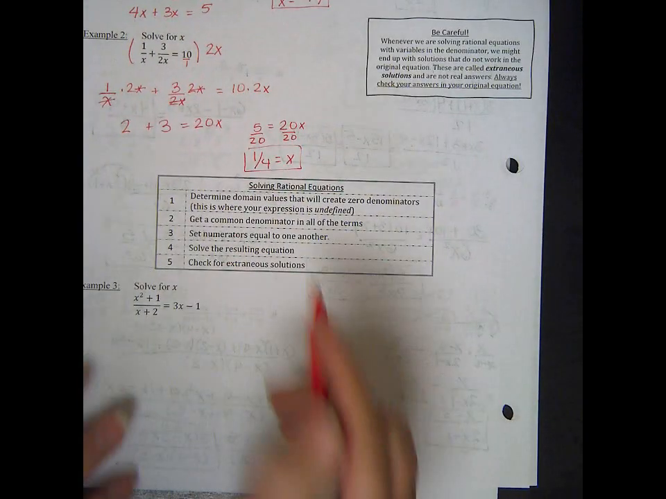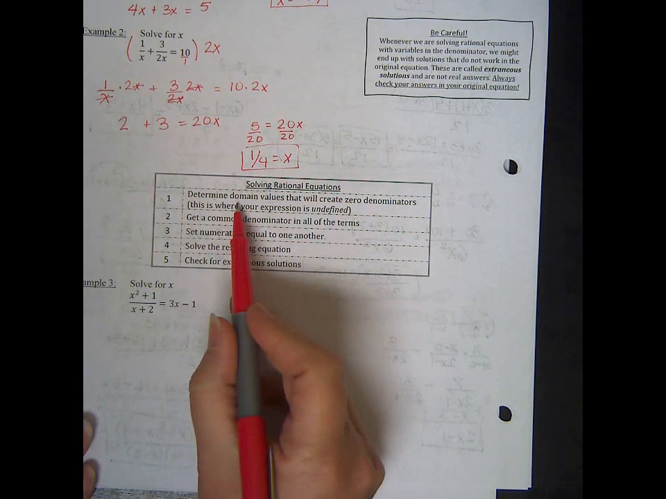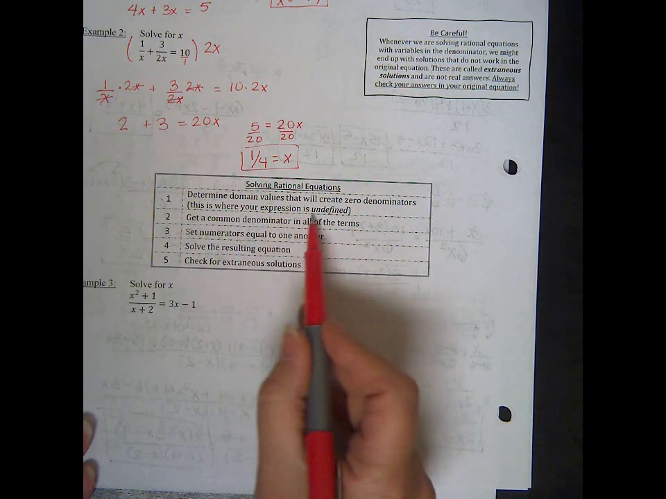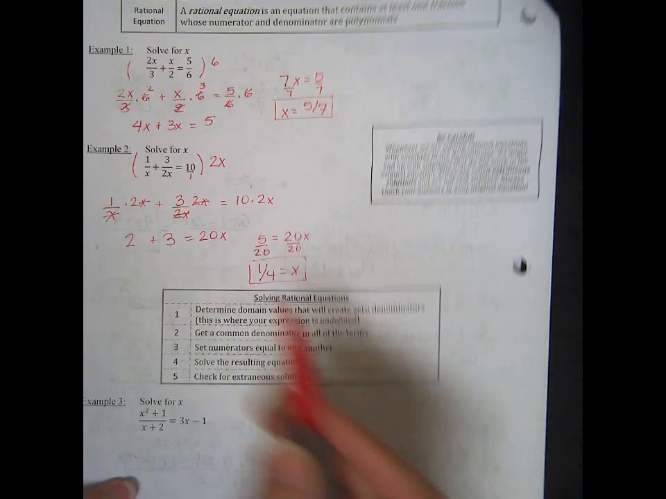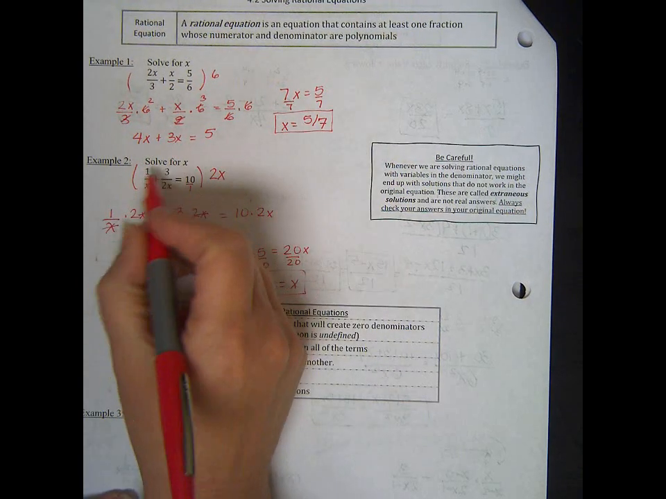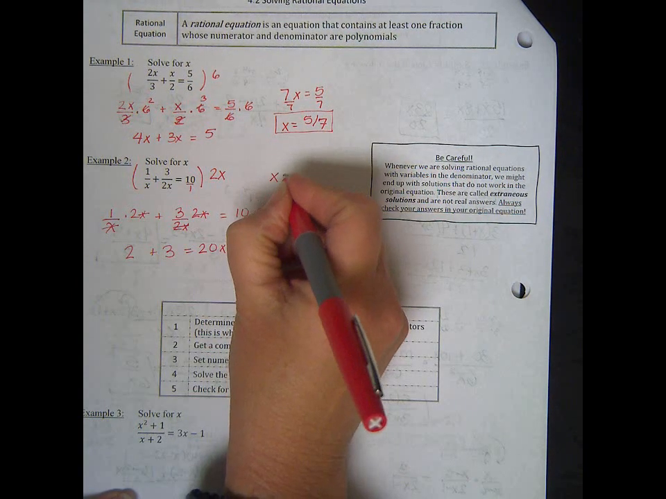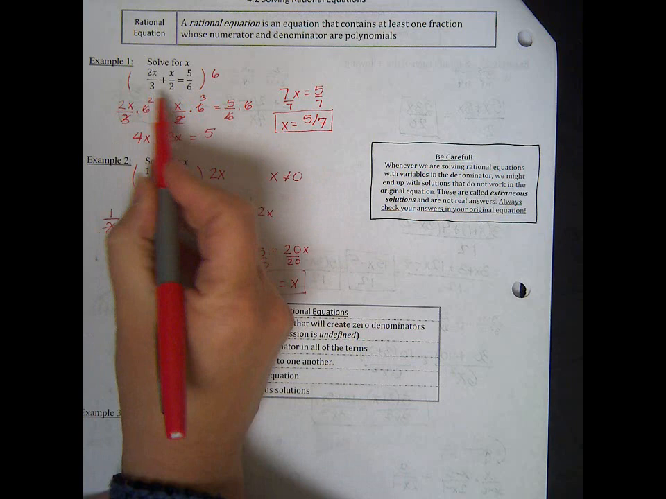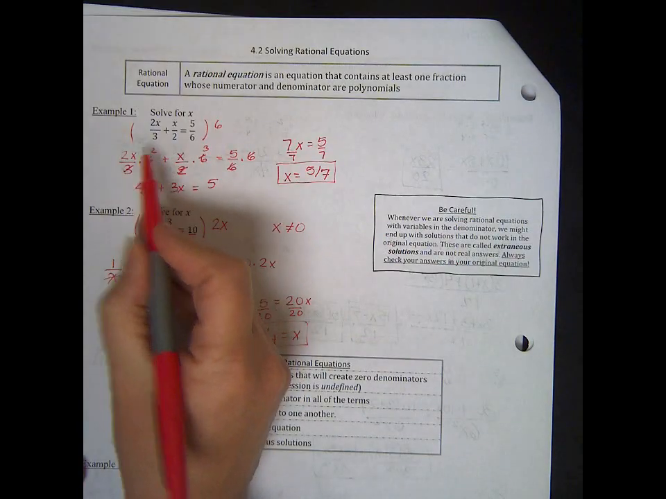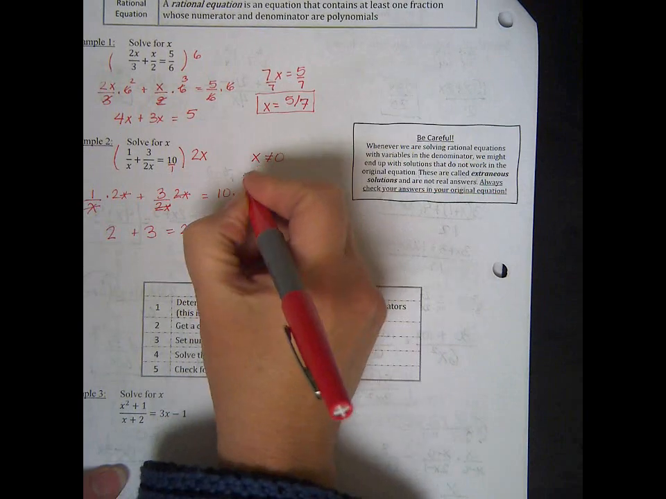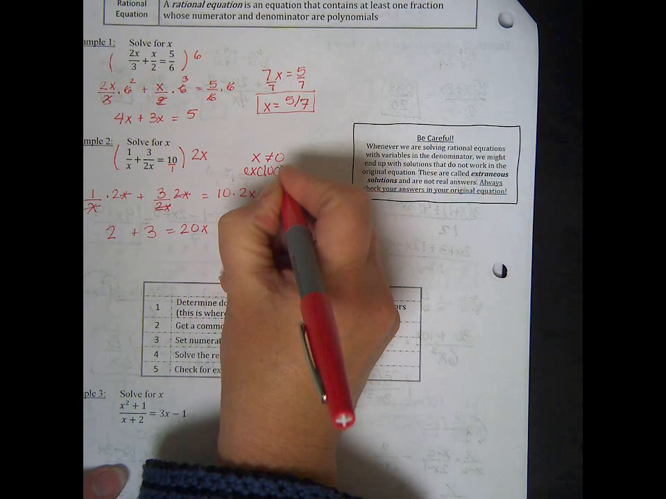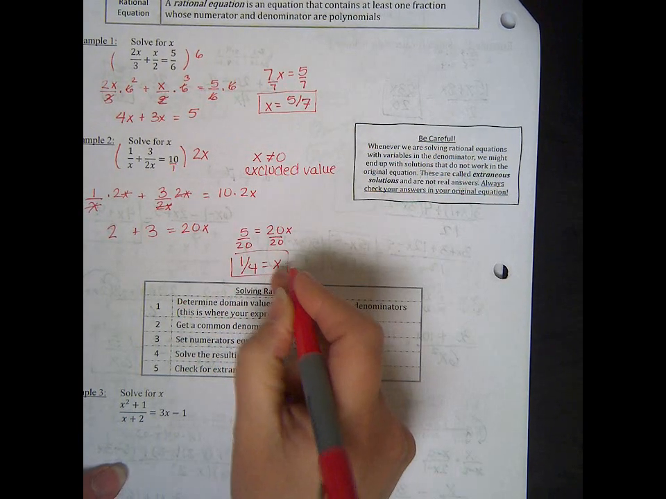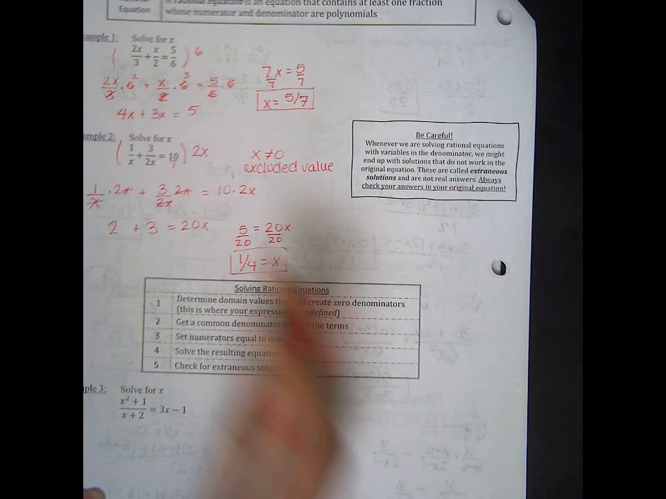Okay, so to solve rational equations, determine domain values that will create 0 in the denominators. This is where your expression is undefined. So like in example 2, x here is never allowed to be 0 because you cannot have 0 in the denominator. Here, there's no x in the denominator, so we don't have to worry about that. But this is an excluded value, and sometimes it's important to think about that ahead of time, because if we got 0 as the answer, we would know that that was not a possible answer because you can't have 0 in the denominator.